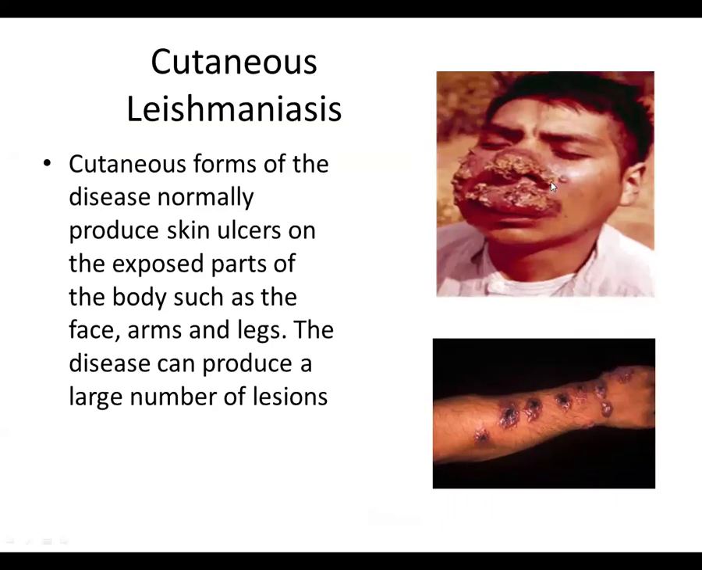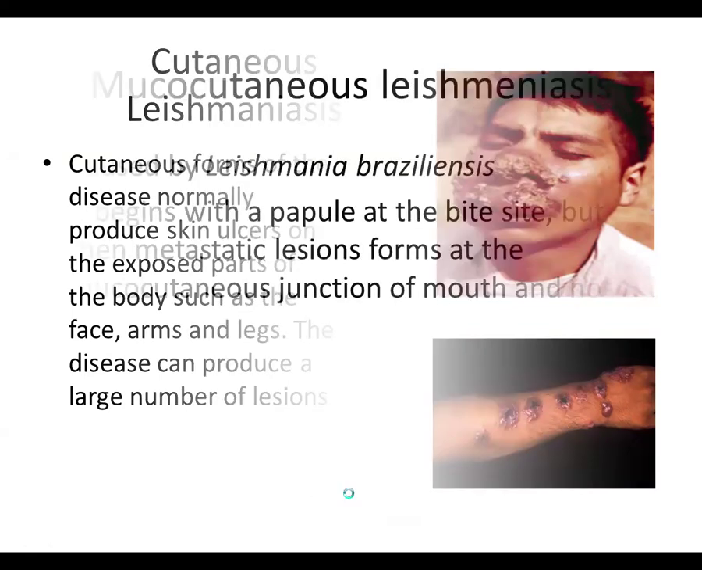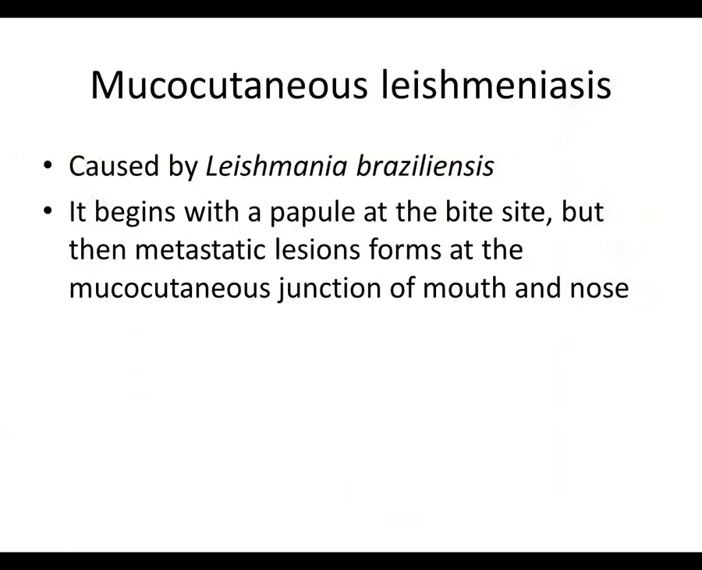Here you can see this picture. At the bite site, this type of lesion can be seen, and it produces skin ulcers on the exposed parts of the body such as the face and legs, and the disease can produce a large number of lesions. Mucocutaneous leishmaniasis is caused by Leishmania braziliensis, including the papule at the bite site, but then a metastatic lesion forms at the mucocutaneous junction.